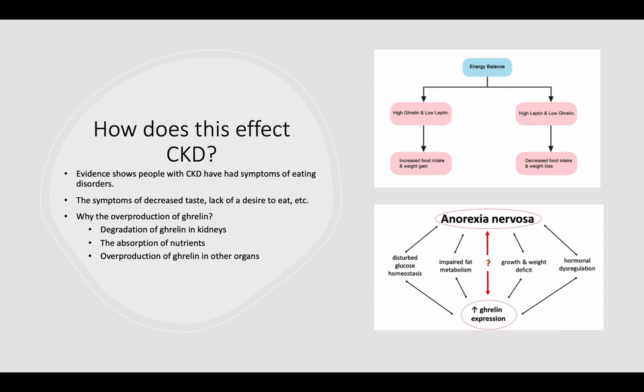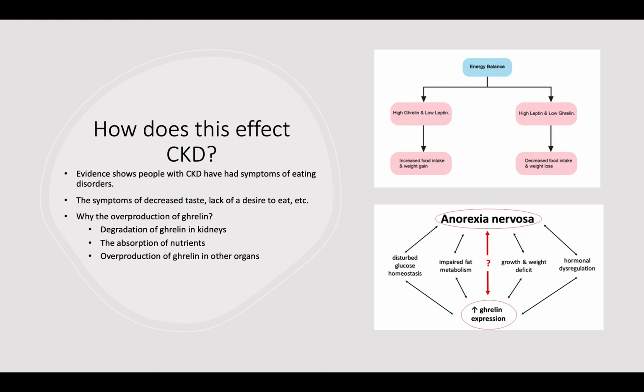So, how does this affect chronic kidney diseases? Well, we know fad diets are not entirely energy balanced, which is really harmful for patients with chronic kidney diseases. People with chronic kidney diseases have symptoms of eating disorders. This comes from the symptoms of decreased taste, lack of desire to eat, and so on. Patients that have been going through dialysis have been shown to have elevated plasma ghrelin levels.